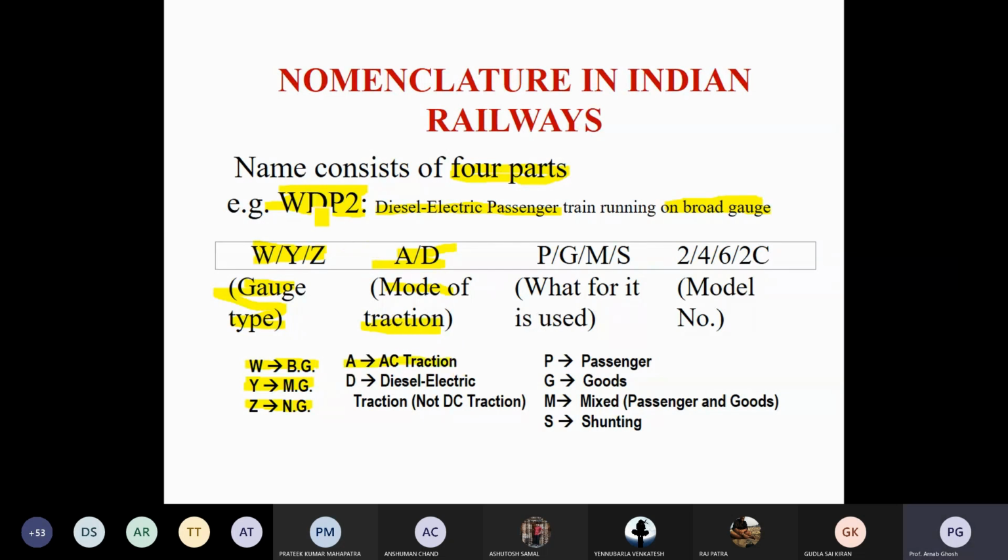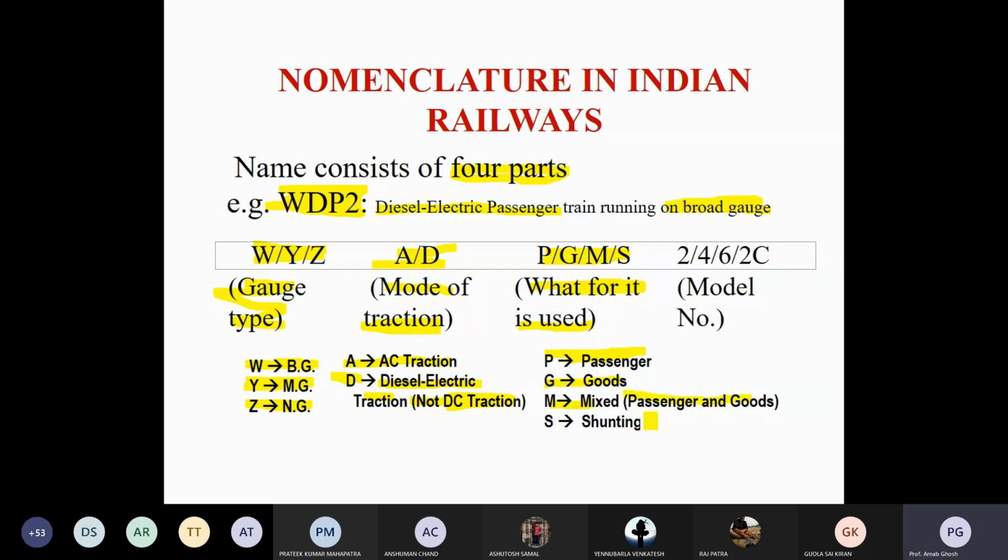A means AC traction, D means diesel traction, not DC traction. It is diesel traction, okay. And here, P is another specification. What is it used for? P is for passenger, G for goods, M for mixed passenger and goods, and S is shunting.